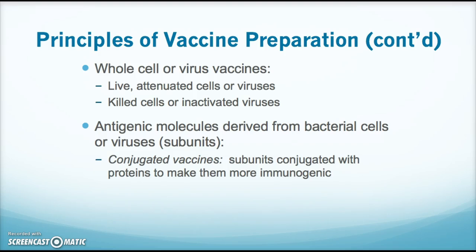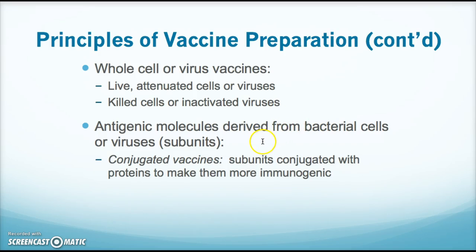So what are the different types of vaccine preparations? We have whole cell or virus vaccines, and in this case we have one or two ways that we can go. We can have live attenuated cells or viruses. This means that the viruses, or if it's a bacteria, are alive but they've been damaged in a way that they cannot cause an infection. And then we can have killed cells or inactivated viruses, and in this case they still maintain their antigens, but they cannot reproduce, and we'll talk about that in a minute.